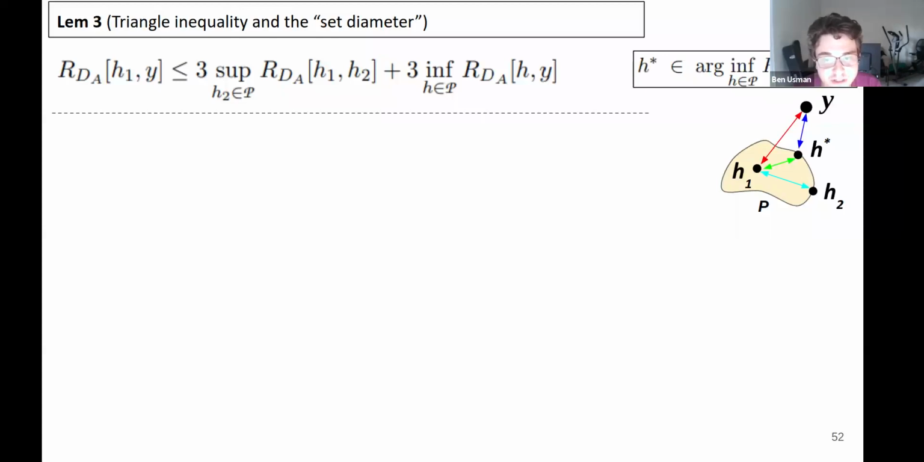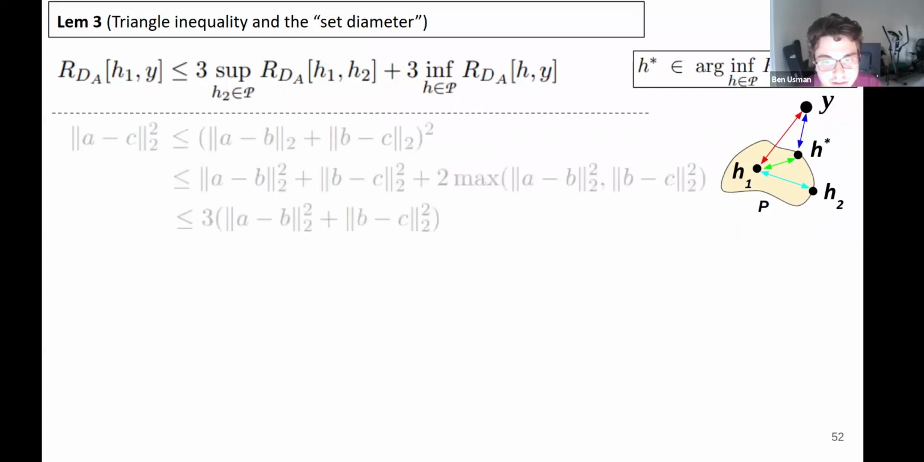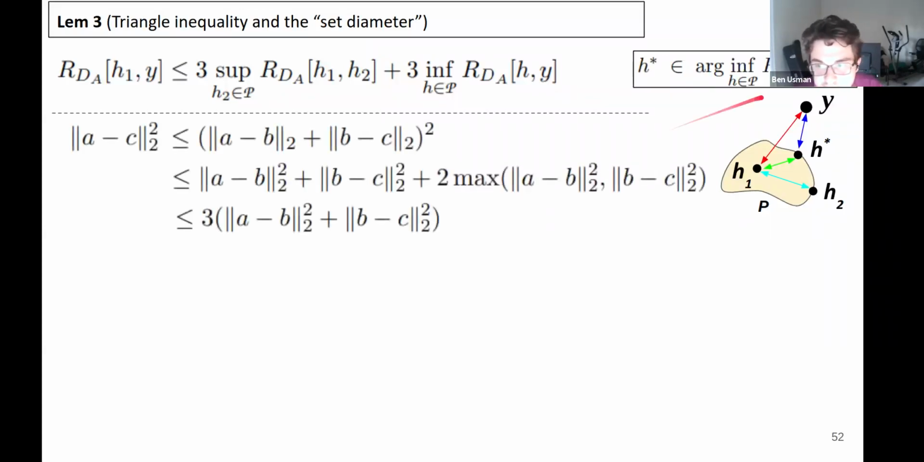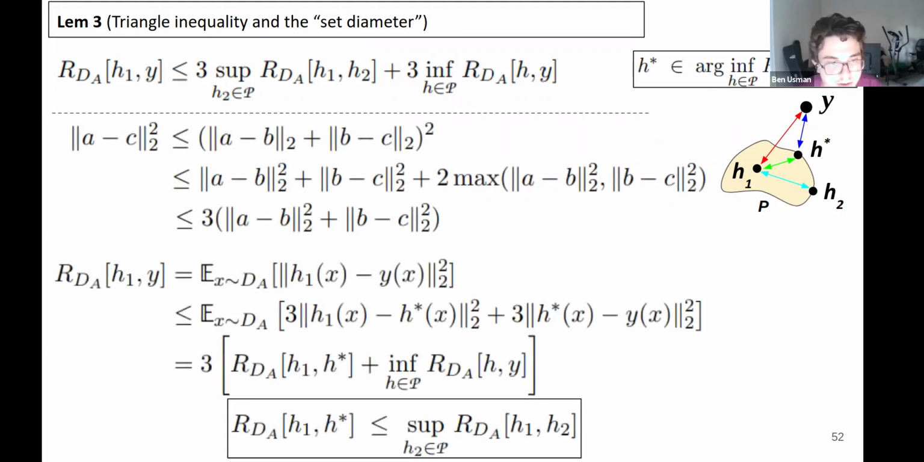For this first statement, conceptually, they use the squared triangle inequality and then notice that this is larger than this plus this, and this is, oh, sorry, smaller. Red is smaller than blue plus green, and green is smaller than cyan by definition of cyan because H2 is as far as possible. And therefore, blue plus cyan is longer than the red, which is what we want.